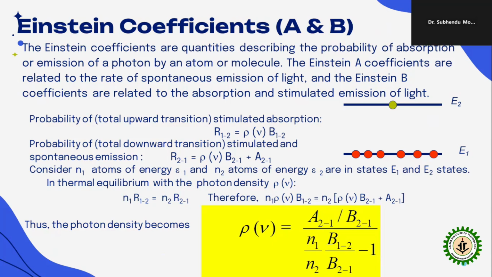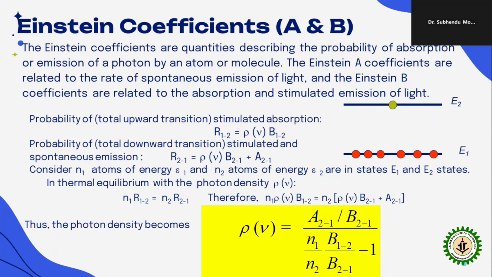So what are the relations between these two? They are called the Einstein's coefficients, known as the A and B coefficients. We will see that they have a very important role in determining the active medium or laser system. The Einstein's coefficients are quantities describing the probability of absorption or emission of a photon by an atom or molecule. The Einstein's A coefficients are related to the rate of spontaneous emission of light, and the Einstein's B coefficients are related to the absorption and stimulated emission of light.